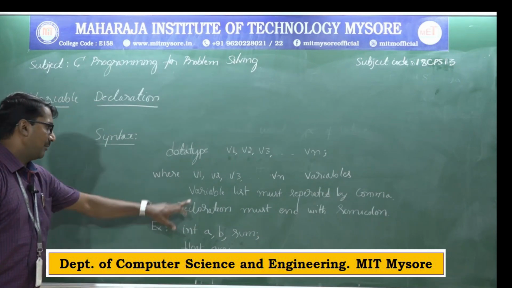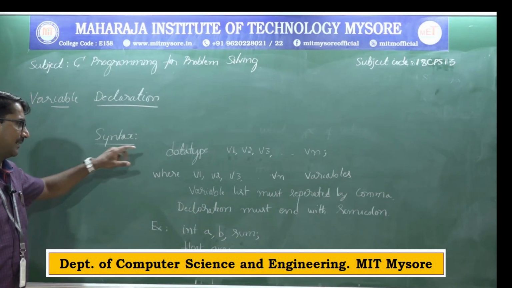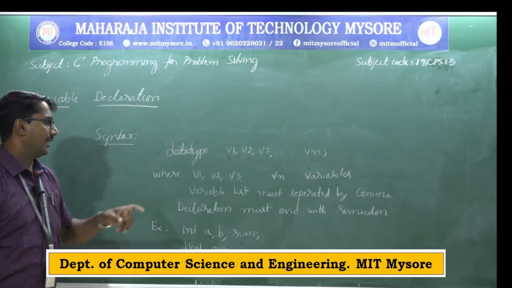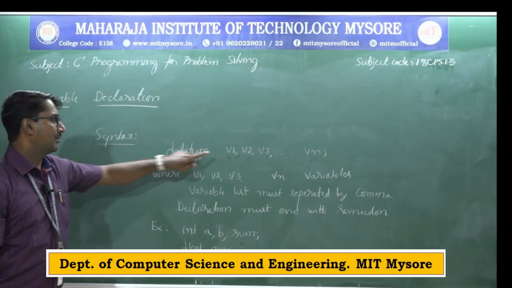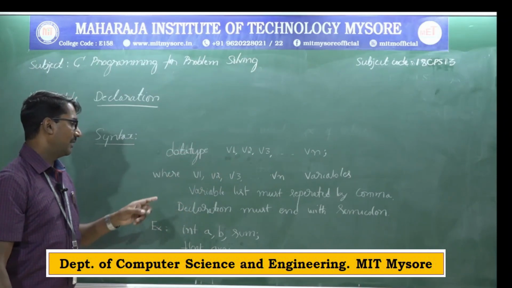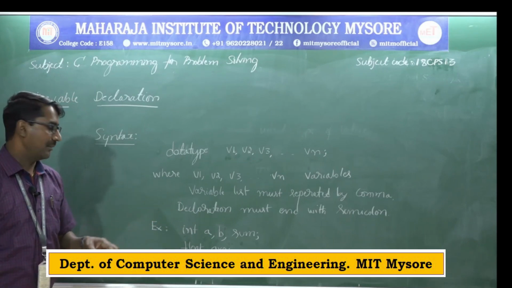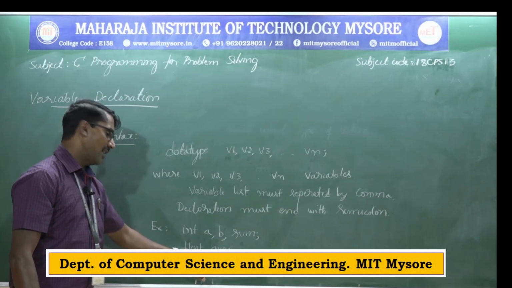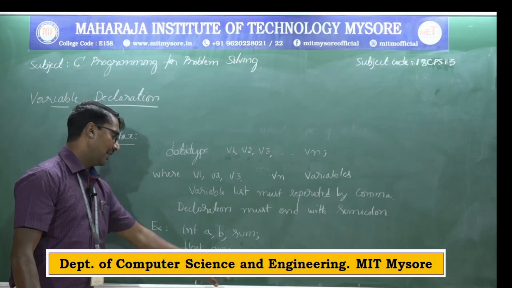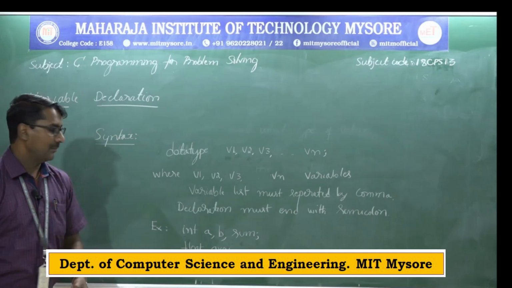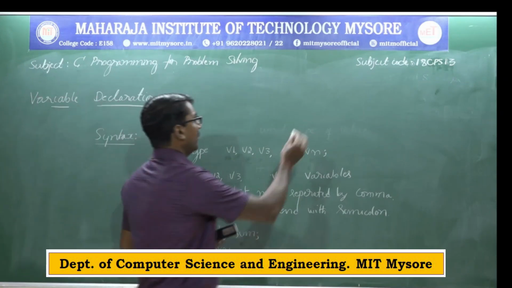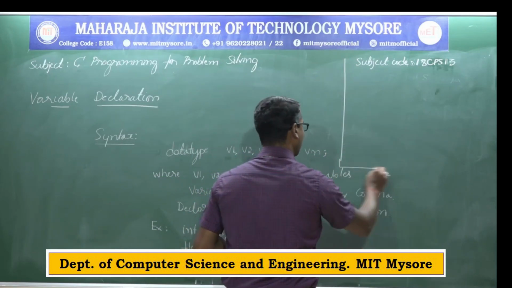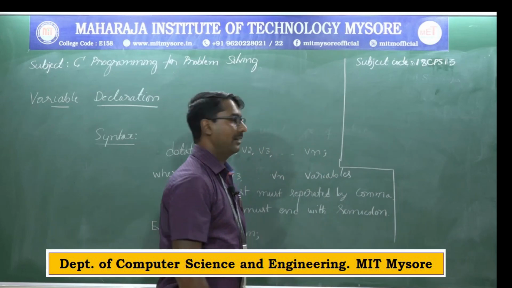So the variables are declared by using the syntax data type, variable list, end with semicolon. So v1, v2, vn are the variable list. Variables must be separated by comma, and the declaration must end with semicolon. Example, int a, b, sum; float average is a floating point variable, and value is a double variable. So when we are declaring variables, we must know the data types.